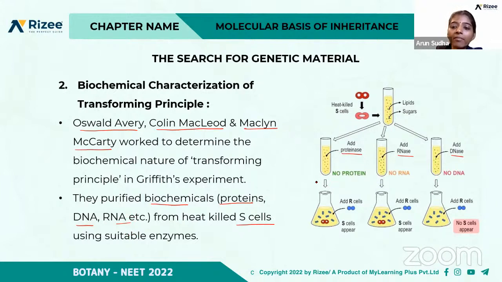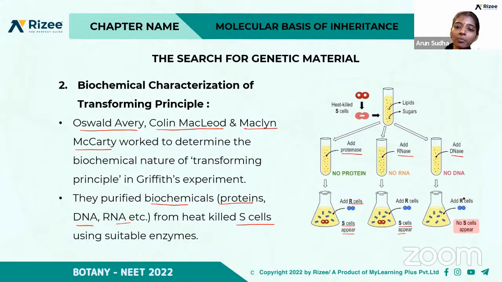So here it will affect only the protein. Then they added the R cells, and S cells appear in this experiment. The S cells again appear in the flask which is treated with RNase. Here also there is an appearance of S cells. But in the case of the flask with DNase, there was no appearance of S cells.